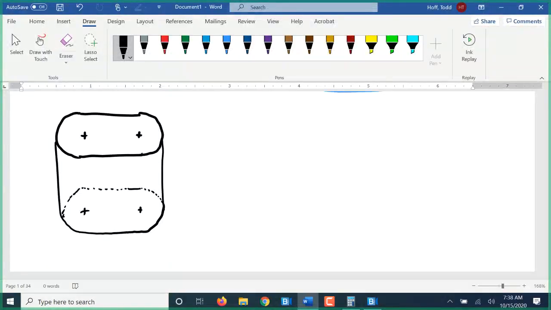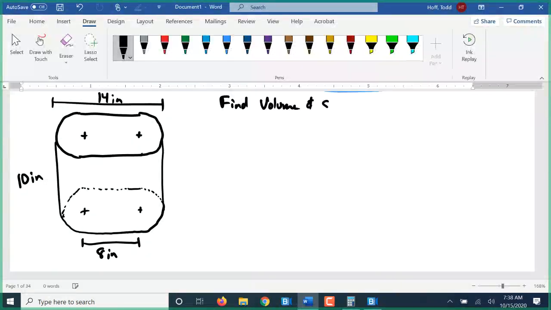So what we have here, let's call this a height of 10 inches. From here to here, we're going to call 8 inches. And we're going to call that 14 inches. Find volume and surface area. I'll give you a few minutes, then we'll go over that.